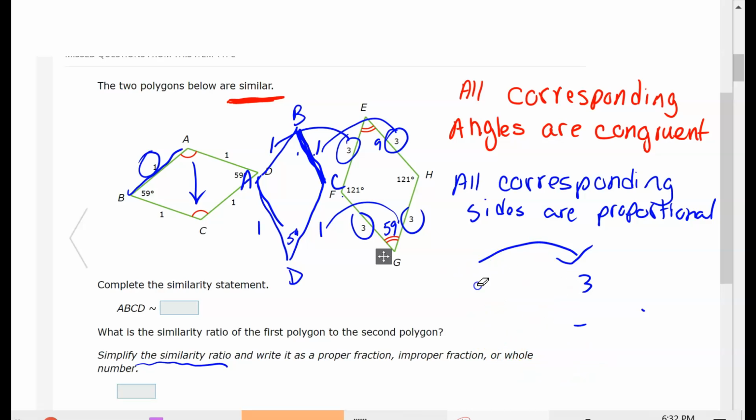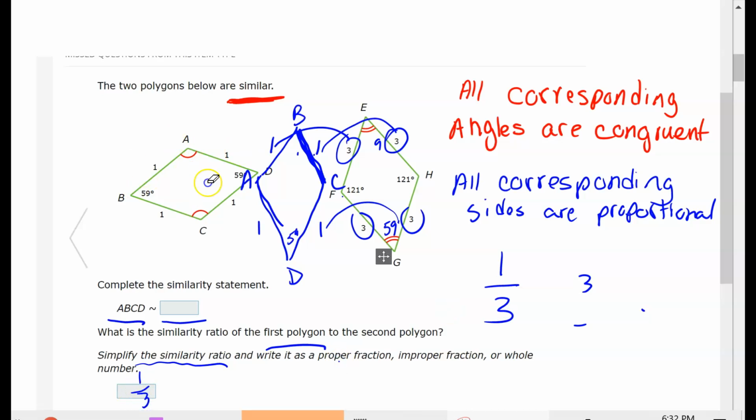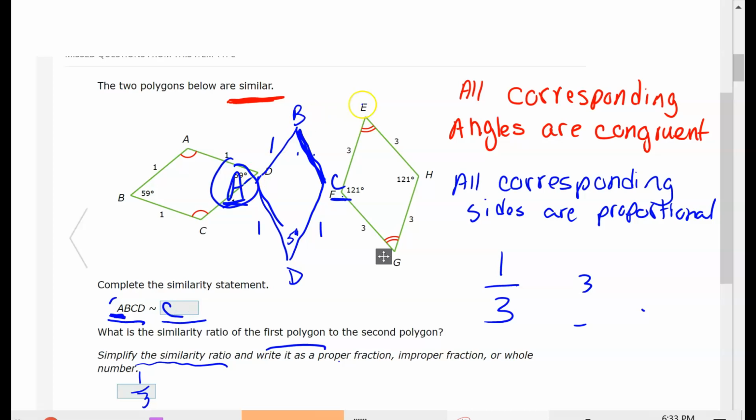Alright, and so it says, what is the similarity ratio of the first polygon to the second? So this is the first, this is the second, so it's 1 to 3. So that's what goes here. But here, you have A, B, C, D, so let me get rid of some of this mess. Okay, A, B, C, D. So A, we said was here, we put it here. So A comes first. Well, A is in the same position as C. B is up here, so we want it to match with C.